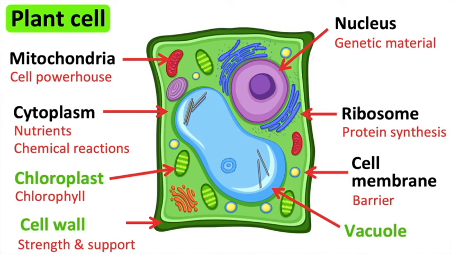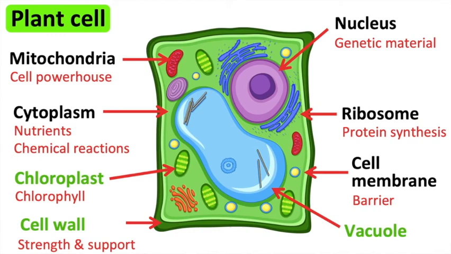Chloroplasts are organelles that contain green pigment. The green pigment is called chlorophyll. Chlorophyll absorbs light energy for photosynthesis. It also contains enzymes required for photosynthesis to take place.